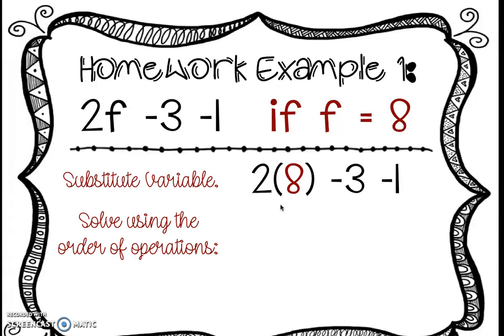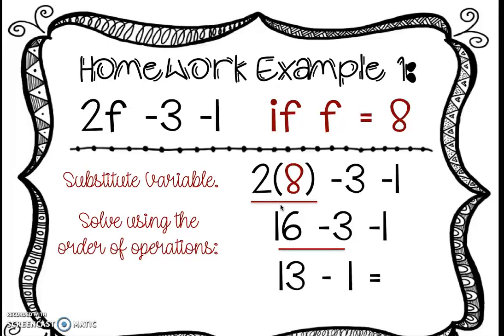After you substitute the variable, you're going to solve using the order of operations. So we have our multiplication first. 2 times 8 is going to leave us with 16 minus 3 minus 1. So we keep going on down the list while we have a subtraction left. 16 minus 3 equals 13. So now we have 13 minus 1. Final answer, 12. All right, so it is really that easy.